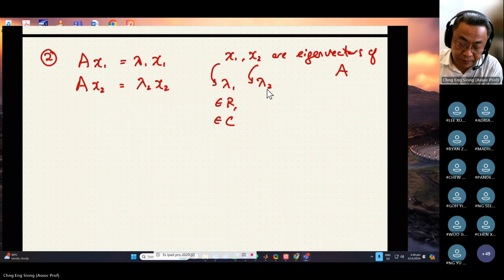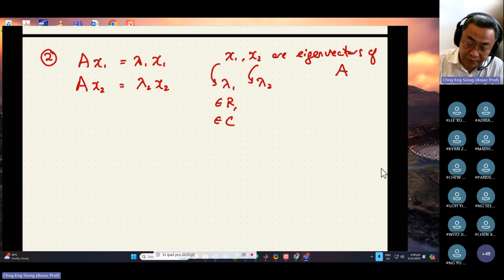Okay. But maybe for simplicity, we'll just try everything real. We'll just show you some complex eigenvectors and values later on.